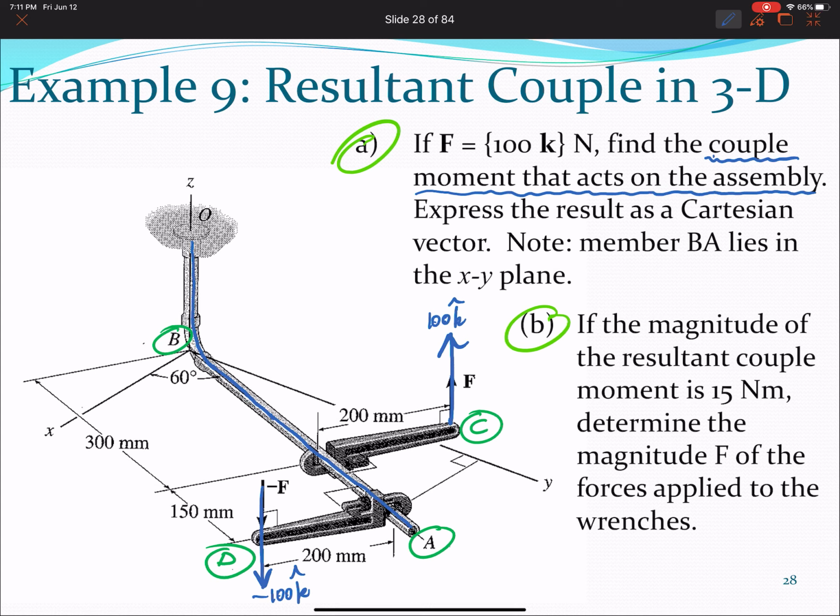Express the result as a Cartesian vector. Be careful. Remember, member BA lies flat on the XY plane. Here is my XY plane. So this guy over here.